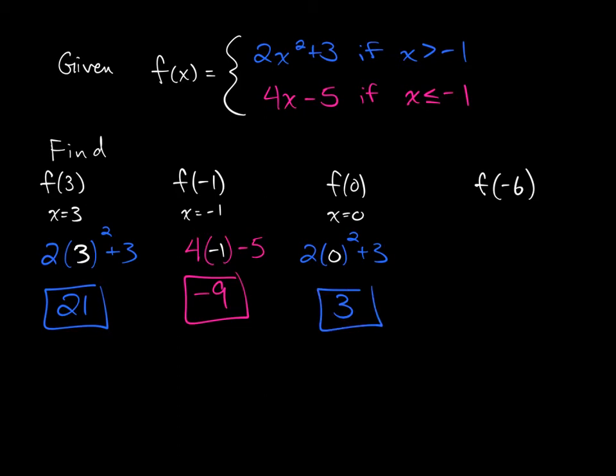And then finally with this last one, x is equal to negative 6. Negative 6 is less than negative 1. So we will be using this bottom function, which tells you that you will take 4 times your input and then subtract 5. The input here is negative 6. 4 times negative 6 is negative 24. Negative 24 minus 5 more is negative 29.